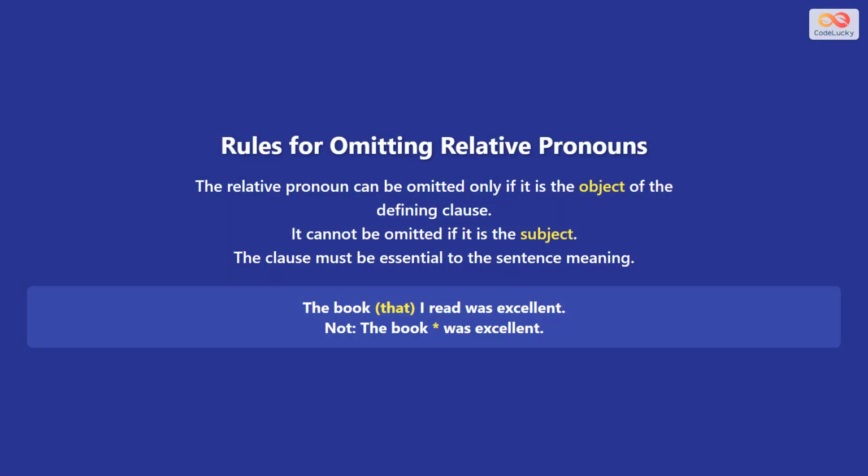You can only omit a relative pronoun if it is the object of the defining clause. You cannot omit it if it is the subject of the clause. The clause must give essential information to the sentence to allow omission.